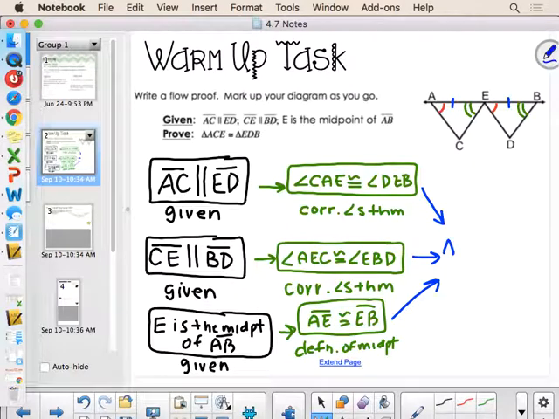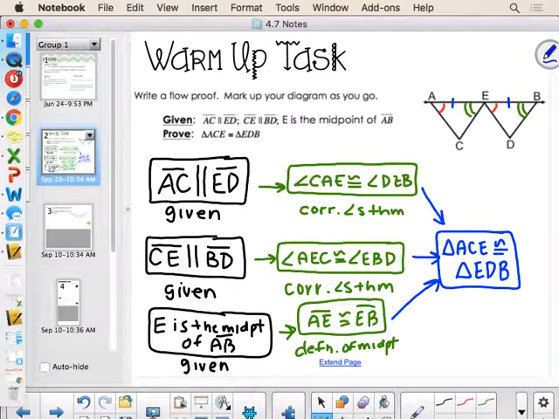allows me to conclude that triangle ACE is congruent to triangle EDB. Now, because I have marked up my diagram, it's helpful for me to understand what postulate or theorem I use. So what postulate or theorem did we use to prove that the triangles are congruent? Very good. Angle, side, angle. Okay? So remember, this was on the front half of the chapter.